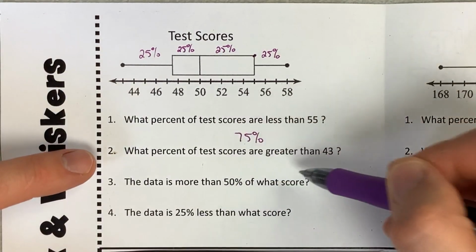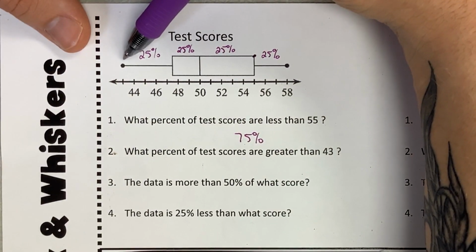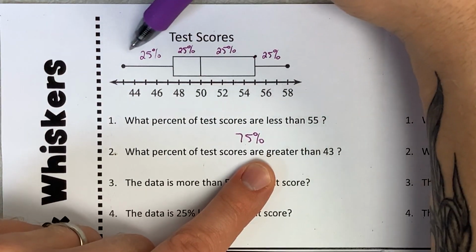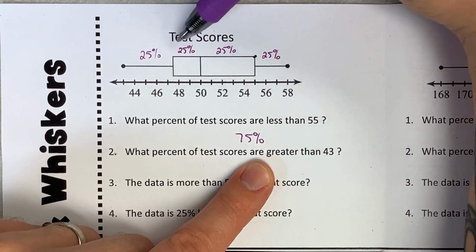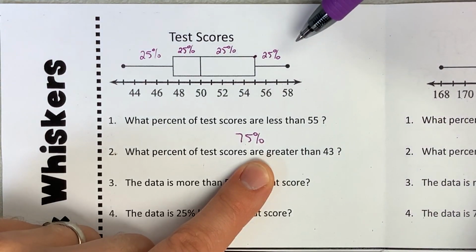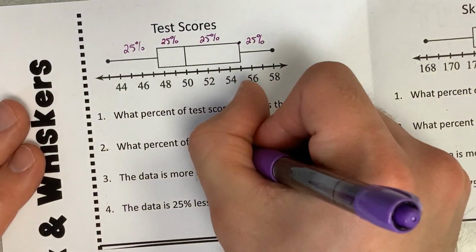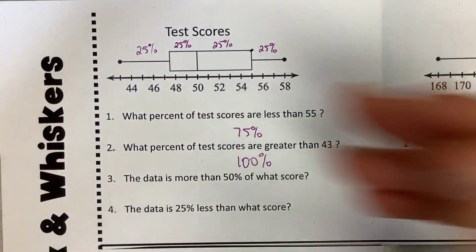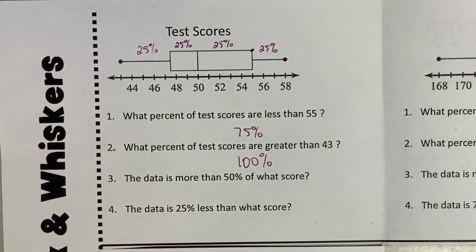What percent of test scores are greater than 43? We'll find 43. 43 is all the way over here at the very beginning, right? And it says what percent of scores are greater than? Well, greater than is going to the right. So going all the way towards the right through my data, I have to go through 1, 2, 3, all 4 sections. So that's 25, 50, 75, 100. So 100% of my scores are greater than 43, which makes sense because this is my data. All the data is on the right side. Everyone scored higher than a 43.